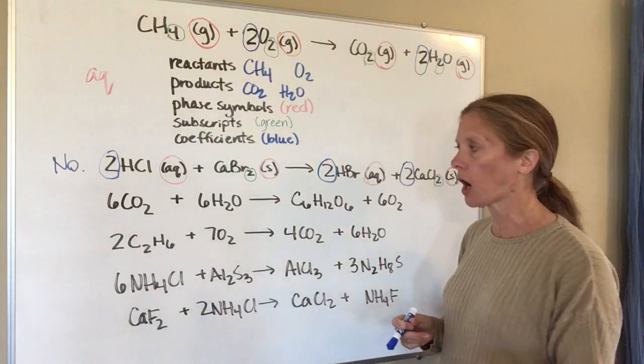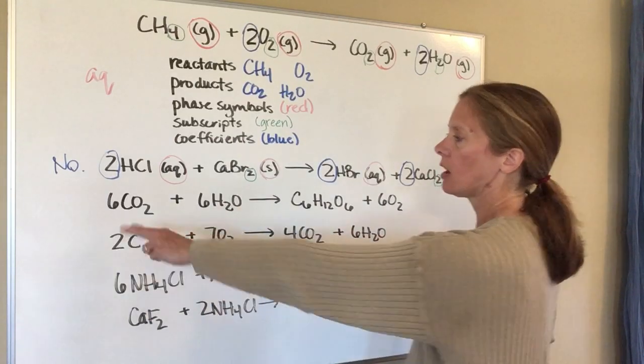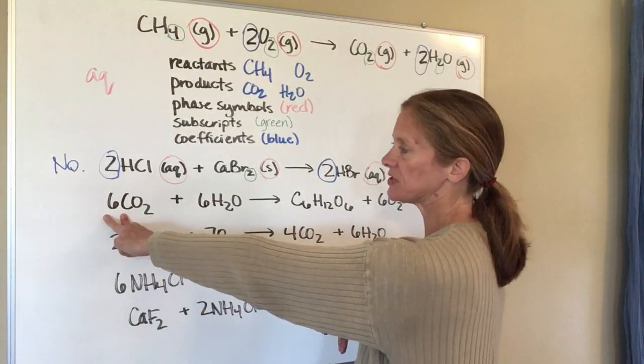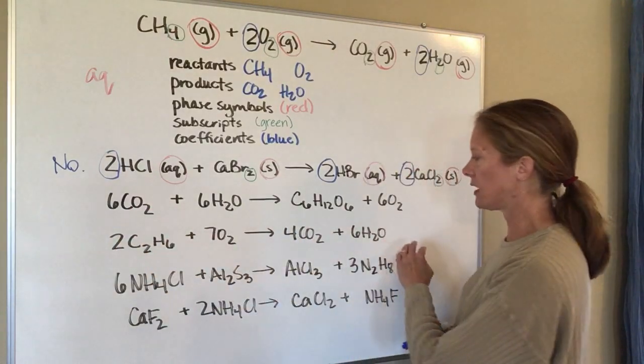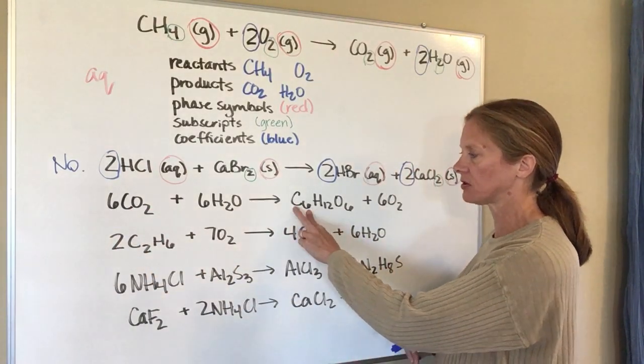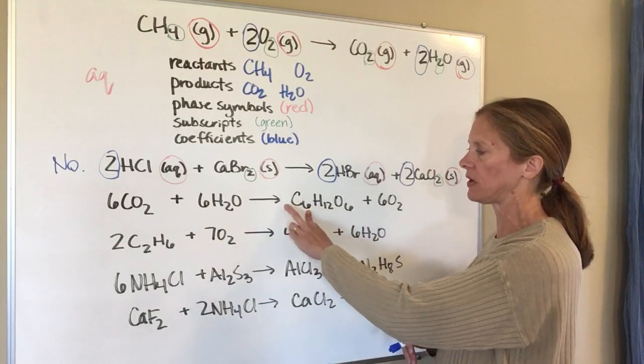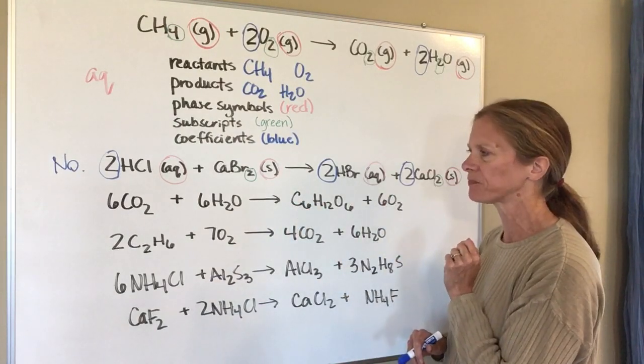We're going to start with the carbon in this next equation. I have 6 carbons here. Remember, there's a subscript of a 1, so 6 times 1 is 6. And on this side, I have 6 carbons here, and there's a 1 in front of here, so I have 6 carbons on both sides.